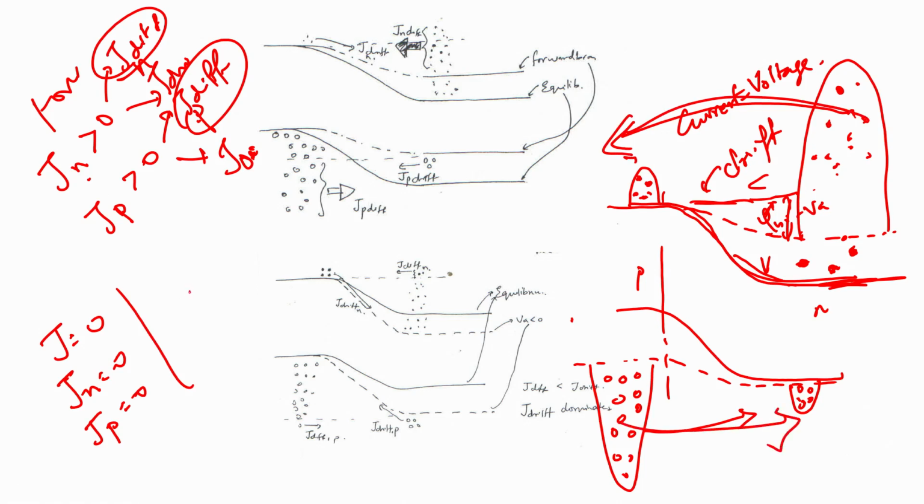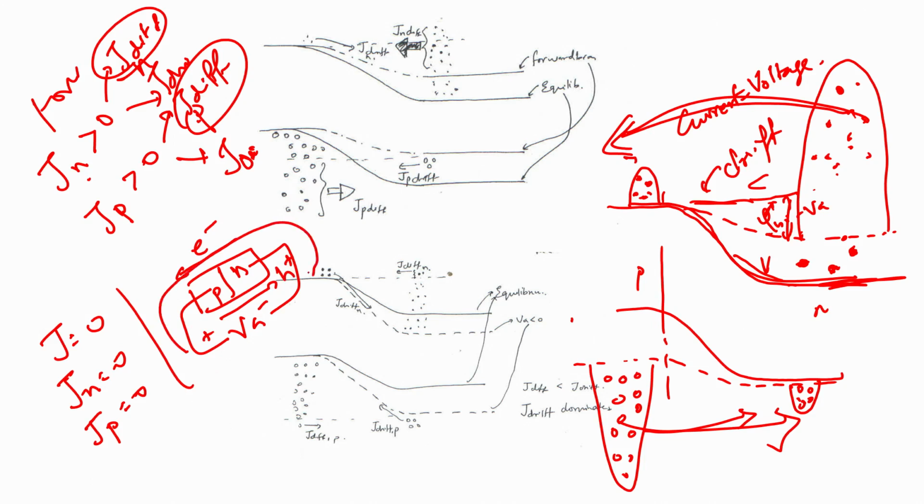And since we had biased our p-n junction in this manner, wherein the voltage is positive here and negative in the n side, which means it is forward biased, you have a lot of electrons moving here, you have a lot of holes moving this side, which means you have a large effective current going from the positive terminal of the battery through the p-n junction to the negative terminal of the battery.